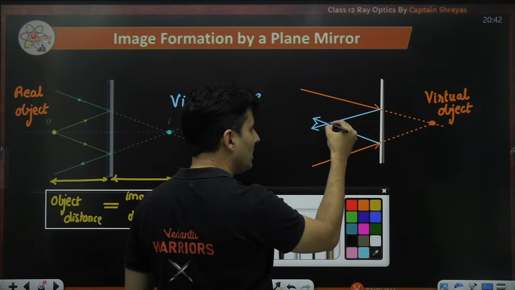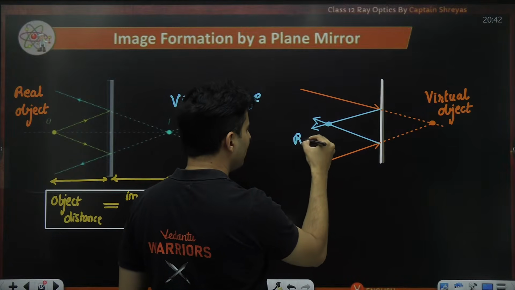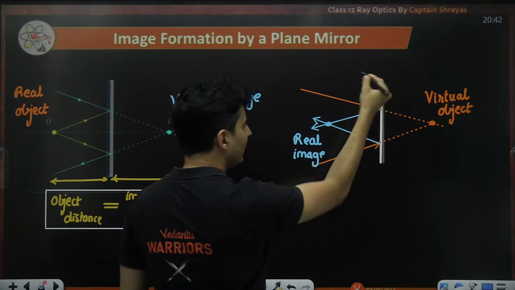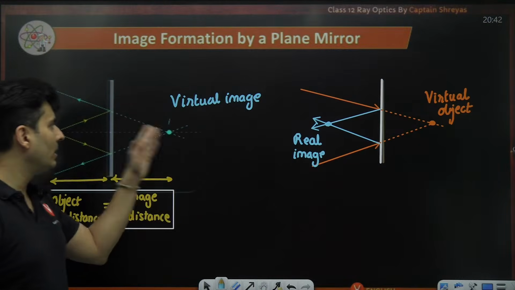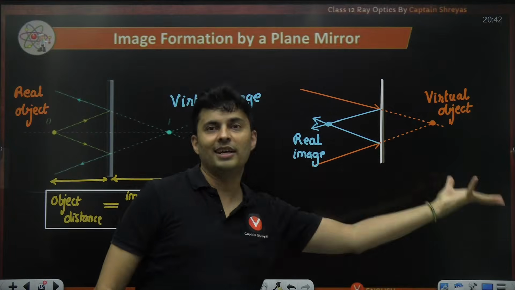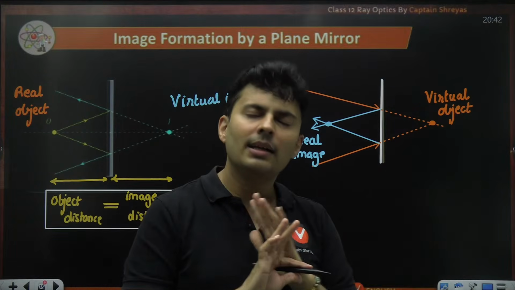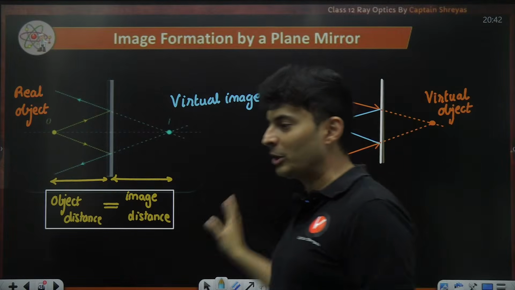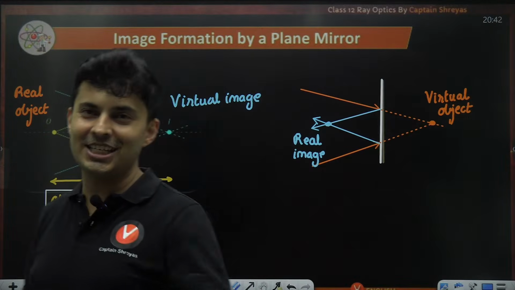So if they are actually meeting at some place, what image is this? This is a real image. So a plane mirror can form a virtual image for a real object, and it can form a real image for a virtual object. Is that clear? How many of you did not know about this? This can be a statement-based question in JEE Mains.